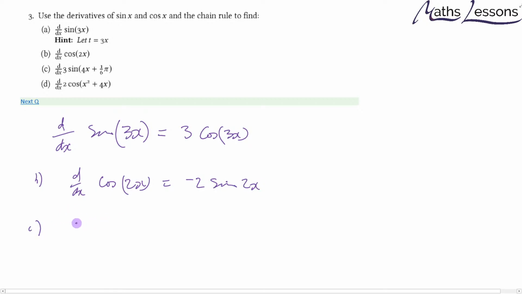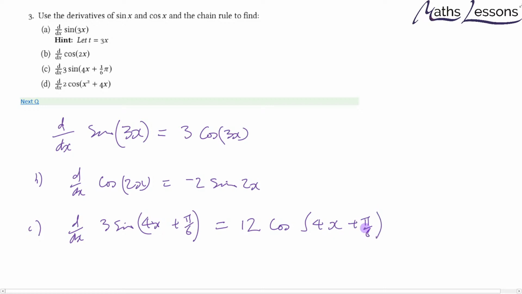C, d dx of 3 sine 4x plus pi over 6. Differentiate the inside, we're going to get just 4 coming out. The sine will go to cos, and we've got a 3 here. So we've got 4 times 3, so that's 12. Sine goes to cos, and we have everything inside still inside.